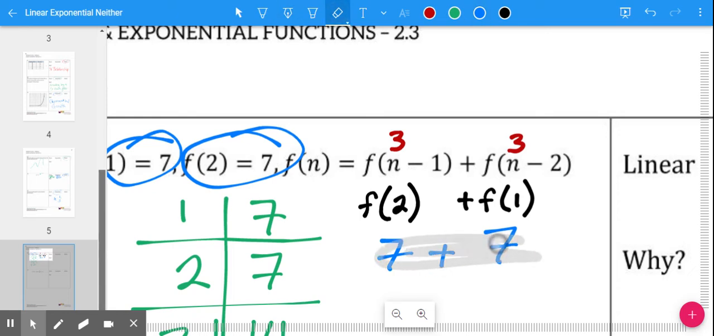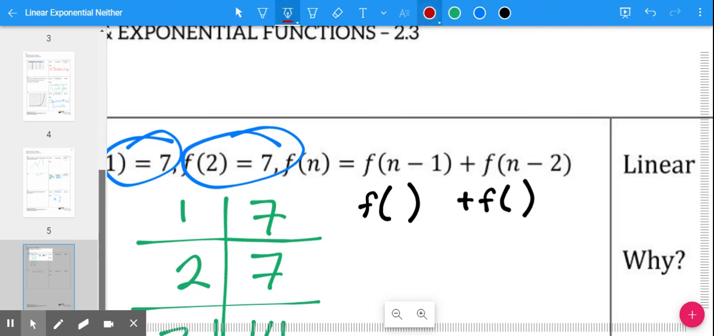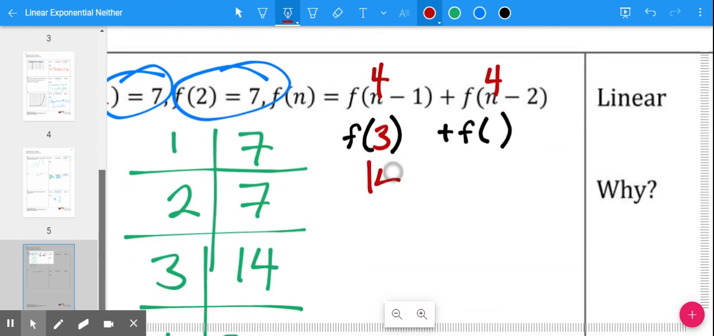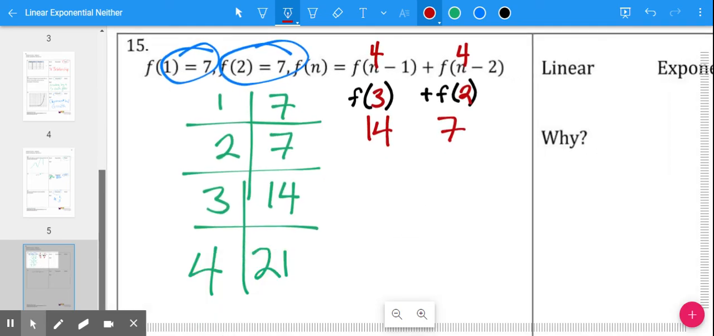If you're looking for your fourth term, you replace the n's with 4. 4 minus 1 is 3. We already just found your third term, which is 14. 4 minus 2 is 2. And your second term is 7. 14 plus 7 is 21. That's our fourth term. And you could continue on like that.